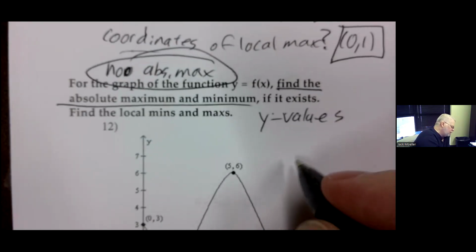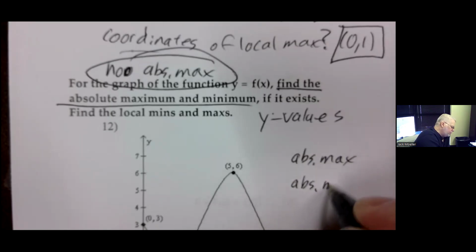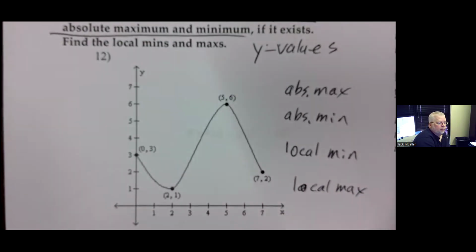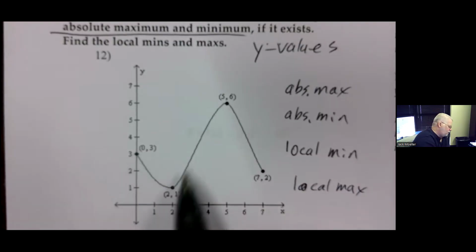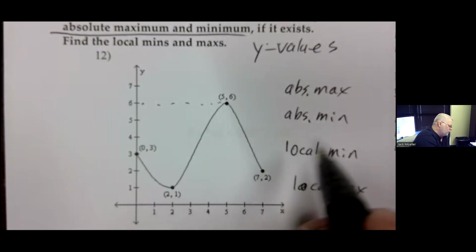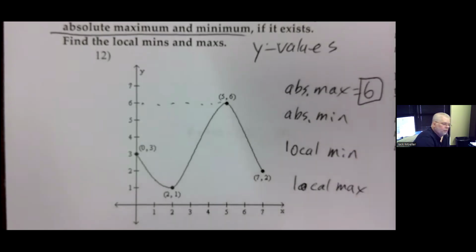All right, so it wants absolute max, it wants absolute min, and it says local mins and maxes. With a local min and then the local max. All right, so what is the absolute maximum of this graph? Well, that's the overall highest point. And so since we're looking at just y values, that would be 6. Okay. What is the absolute min? So what's the overall lowest?